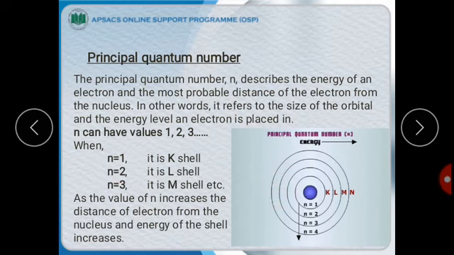In this picture, the blue ball is the nucleus. As the value of N increases, the distance of the electron from the nucleus and the energy of the shell increases.